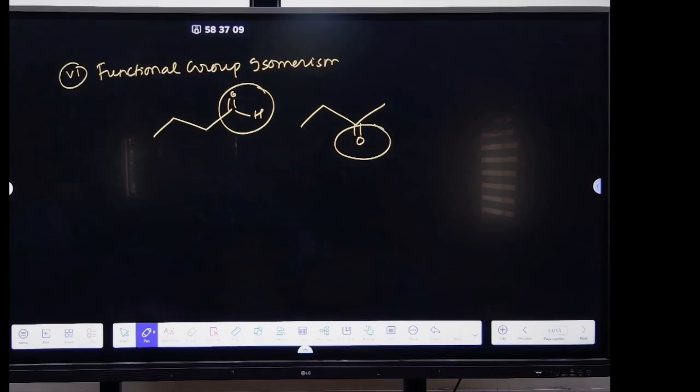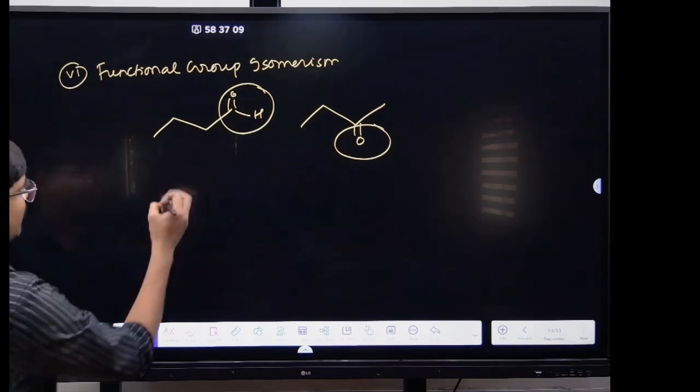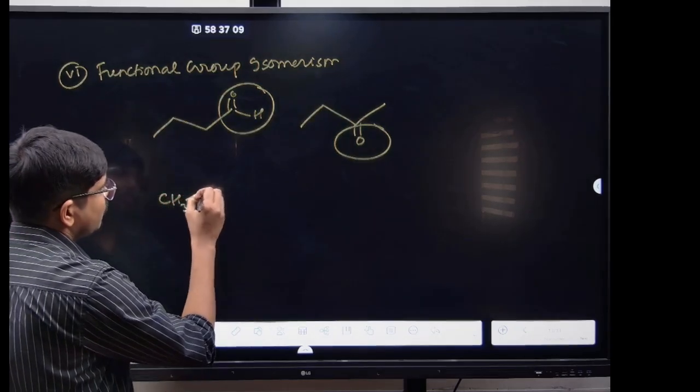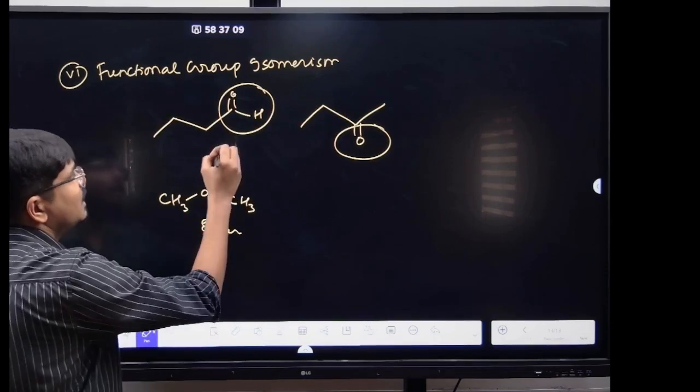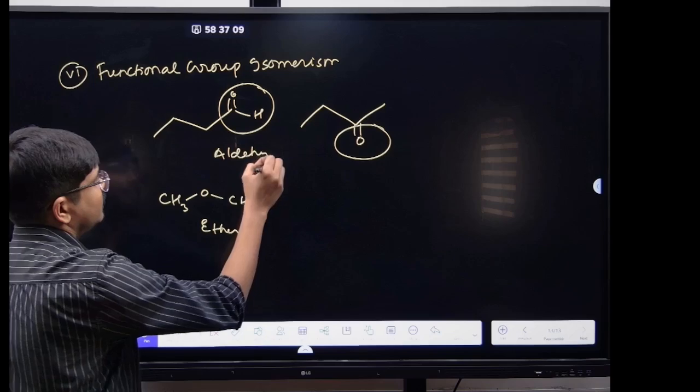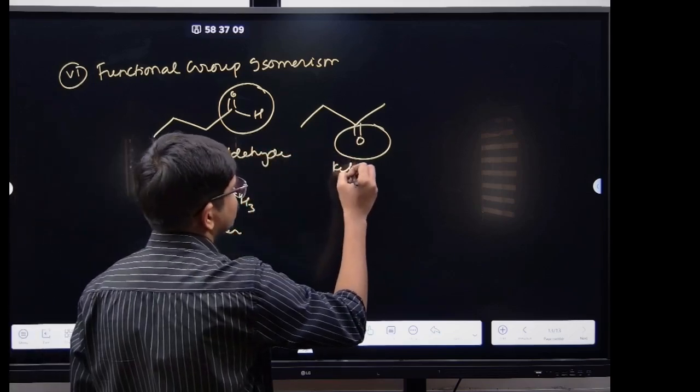So this is an example of functional group isomerism. See one more example, suppose you have CH3 O and the CH3. This one is your ether one, right? Here is your aldehyde. Here it is your ketone one.